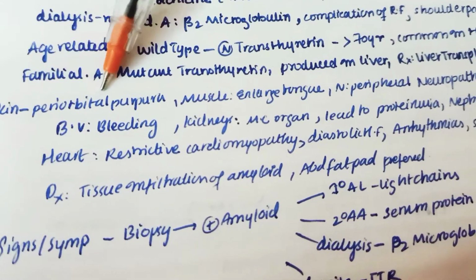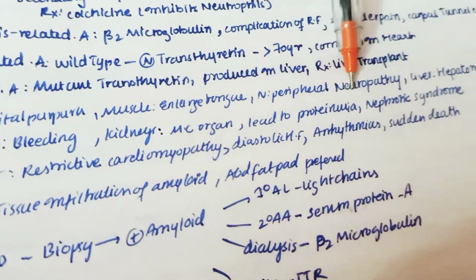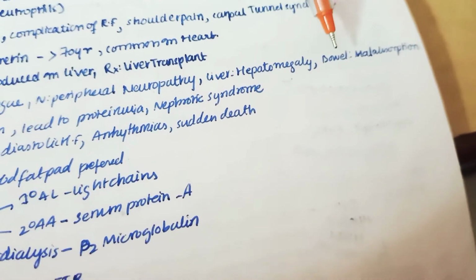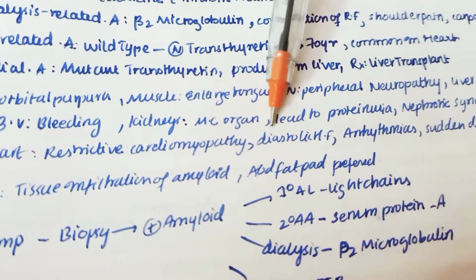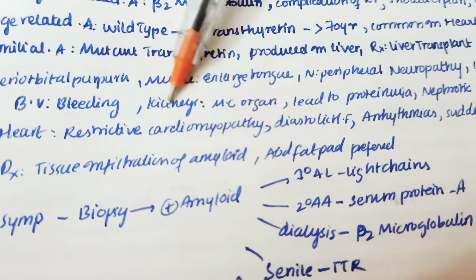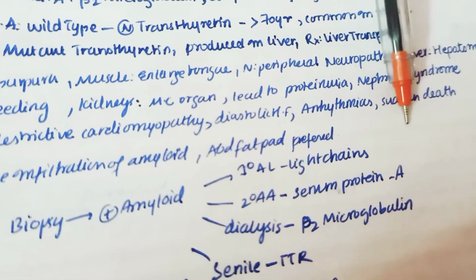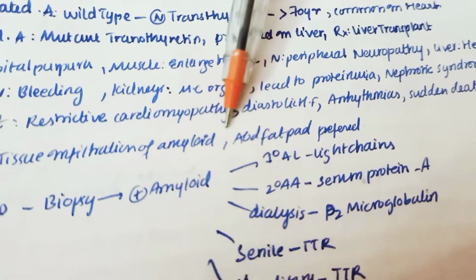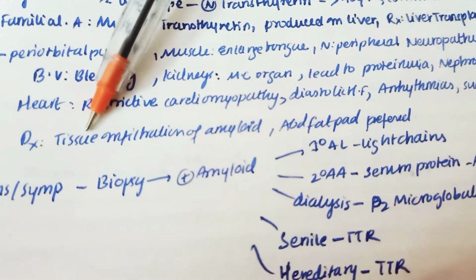Next, coming to skin. In skin, you see periorbital purpura; in muscle, large trunk; peripheral neuropathy; hepatomegaly in the liver; bowel malabsorption; and blood vessel bleeding. Kidneys are the most common organ, leading to proteinuria and nephrotic syndrome. In the heart, restrictive cardiomyopathy, diastolic heart failure, arrhythmia, sudden death. All these are complications due to amyloidosis, that is protein accumulation in extracellular space.